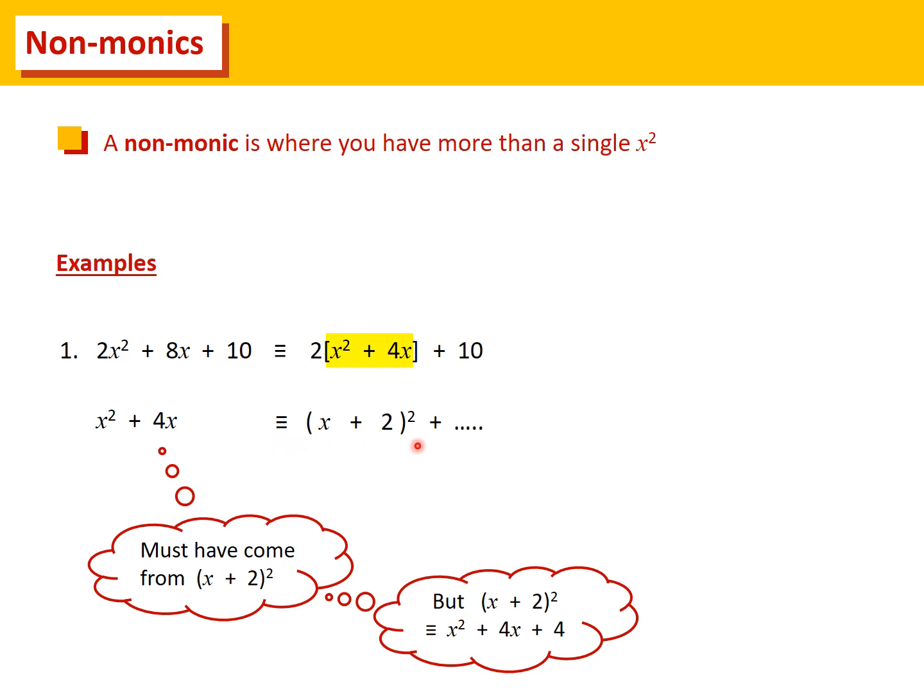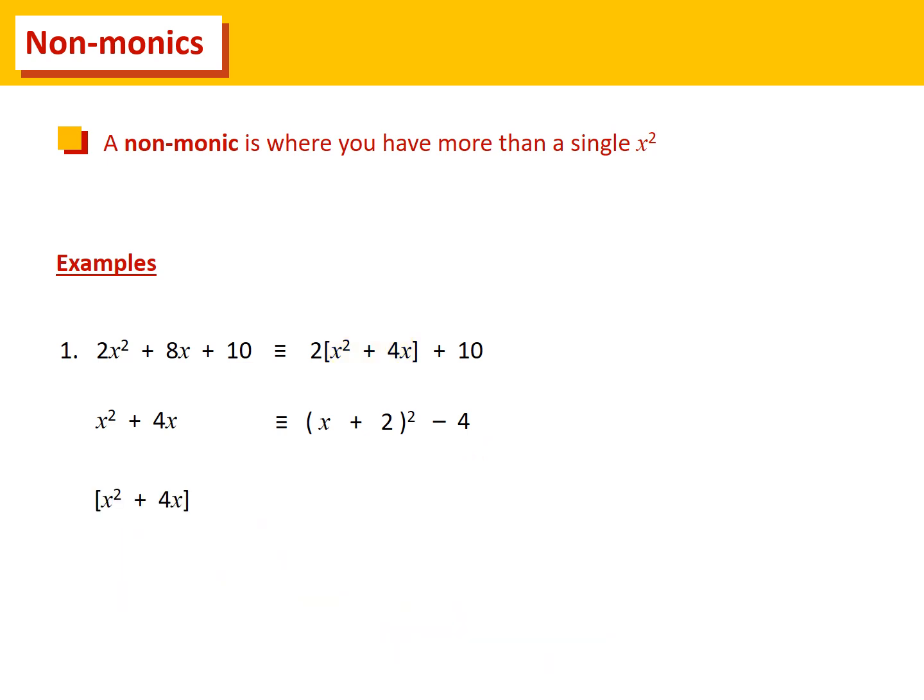So we need to make an adjustment here to cancel out the plus 4 that we're going to get. So from this squaring of the bracket, we're going to get a plus 4. We don't want that plus 4 because we haven't got anything here. So we need to subtract 4. Now, x squared plus 4x absolutely is equal to x plus 2 all squared, subtract 4. So those two things are equal.